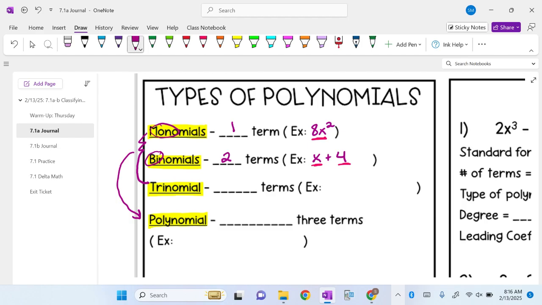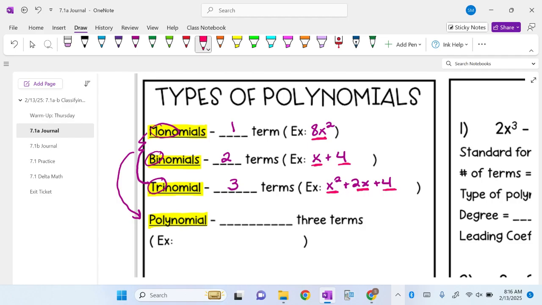What about trinomial? It's 3 because it says tri. An example of a trinomial would be x squared plus 2x plus 4. Again, here's one term, then a plus, second term, plus, and then a third term. So remember, terms are separated by pluses and minuses.